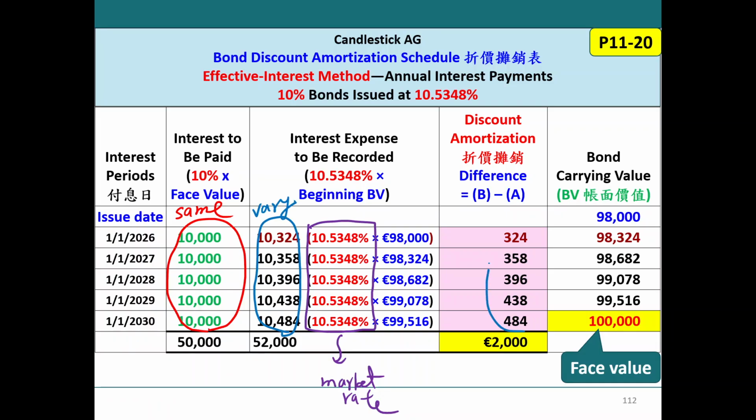How about your second cost of borrowing? Of course, it will not be the same, it varies. And your liability is increasing because of your second cost of borrowing. Okay, any questions? No problem?